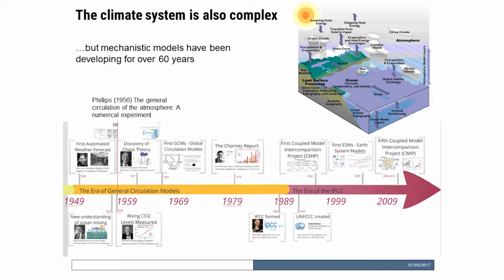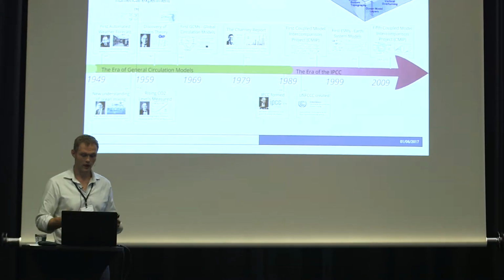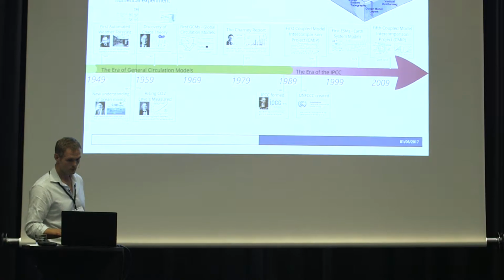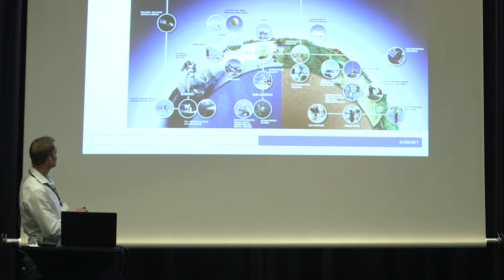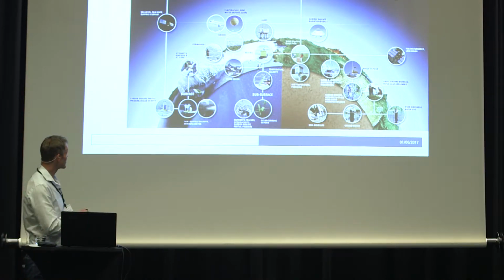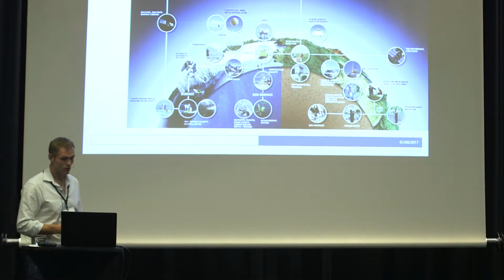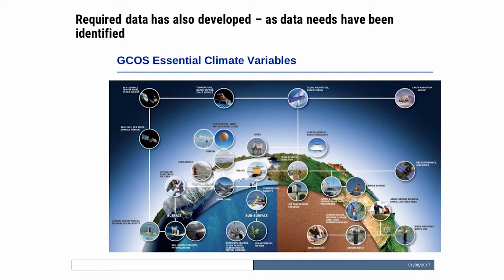we've had the era of the Intergovernmental Panel on Climate Change, which can draw upon a suite of mechanistic models to allow them to understand the future of the climate system and also understand the implications of different human mitigation options. And of course, alongside the development of climate models, there's also been the development of data required to make them better. So in the present day, we have a suite of essential climate variables, a lot of them remotely sensed, which have been, in large part, instigated or put into place as a result of the demands of climate models to be able to make better predictions about the future of the climate system.